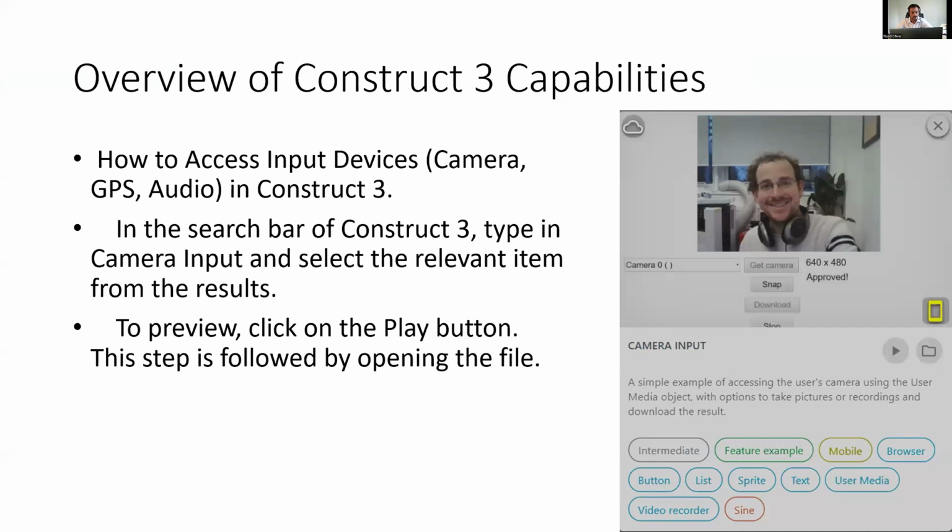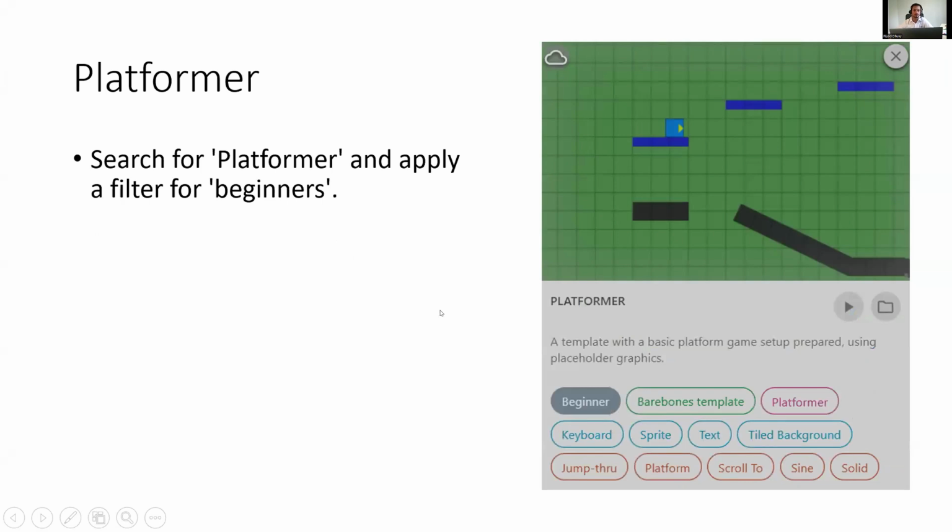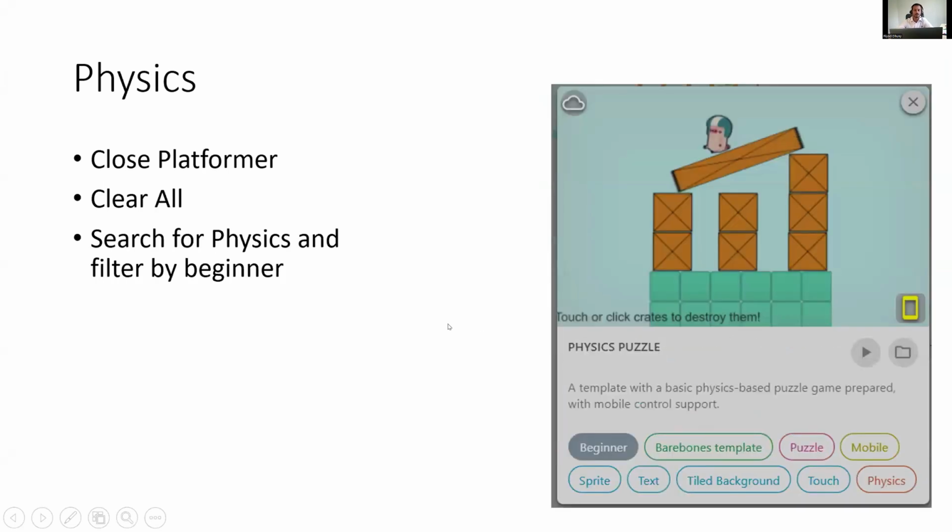This slide simply presents an example of input devices that we have in Construct 3. For example, you want to access a camera, GPS, or audio. This one is for the camera input, and you will have the code for the camera input. Similarly, if you were to access geolocation, you simply have to search for geolocation in the software to have an idea of the algorithm. This is what we have done previously. And if you want to go through platformer, you have to search for the example of platformer, and then through this you can learn how to build a platformer and get started very easily.